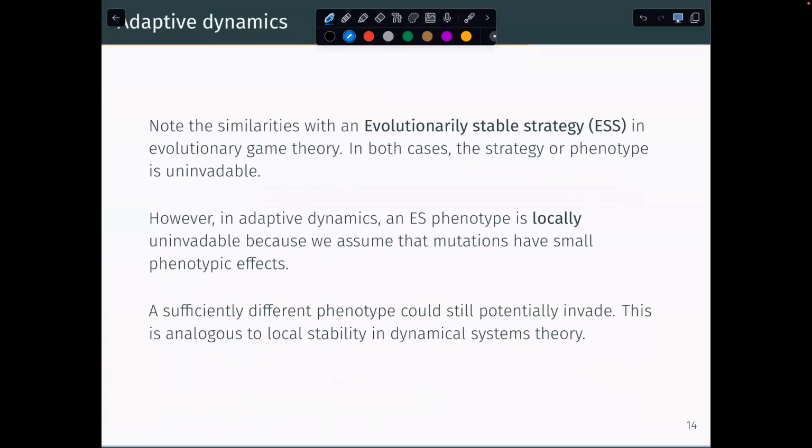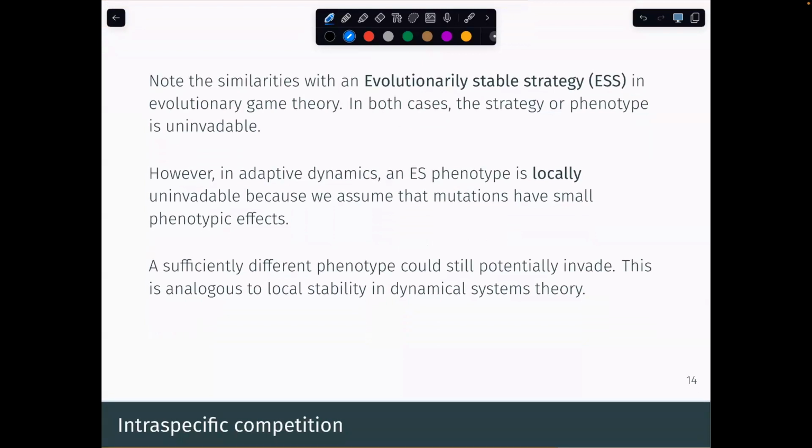So as I've just gone through, just note the similarities with evolutionarily stable strategies. These things are related, but not quite the same. But in both cases, the strategy or phenotype that we end up at is uninvadable. A key difference here, though, is that in adaptive dynamics, an evolutionarily stable phenotype is locally uninvadable because we assume that mutations have small effects. So it's possible that there could be other phenotypes that are also evolutionarily stable. We did have this kind of situation in evolutionary game theory where you could have multiple evolutionarily stable states, right? So a sufficiently different phenotype could potentially still invade. It's just we don't allow for that.